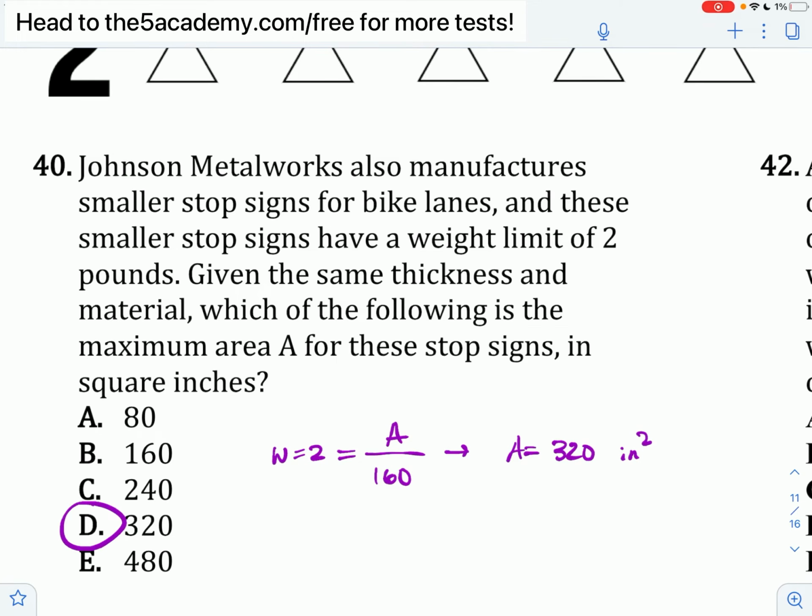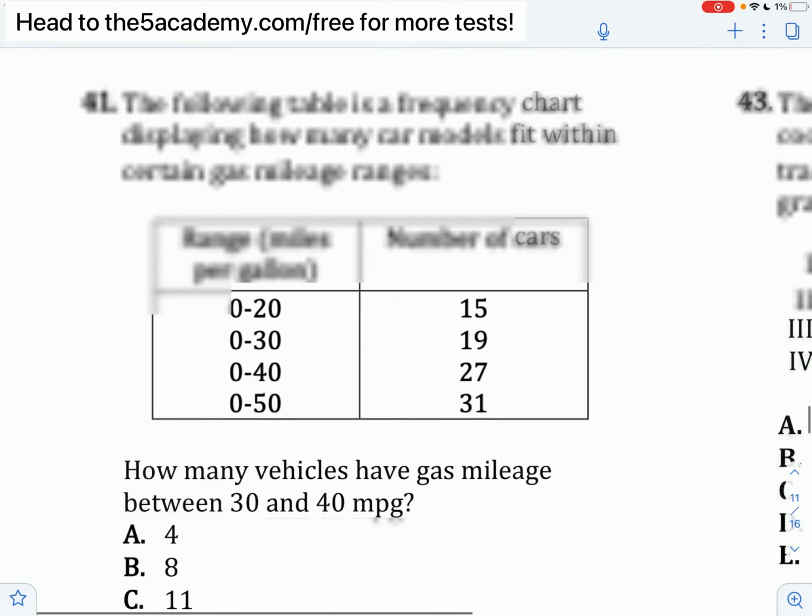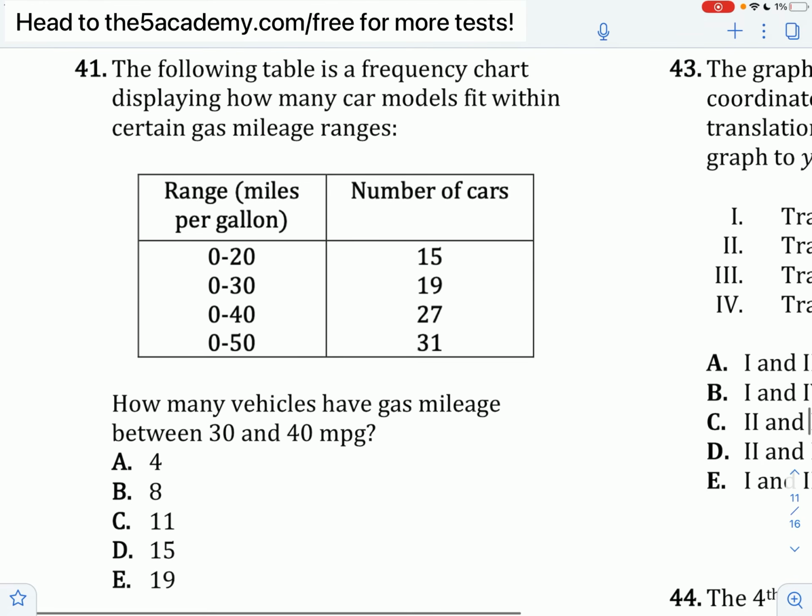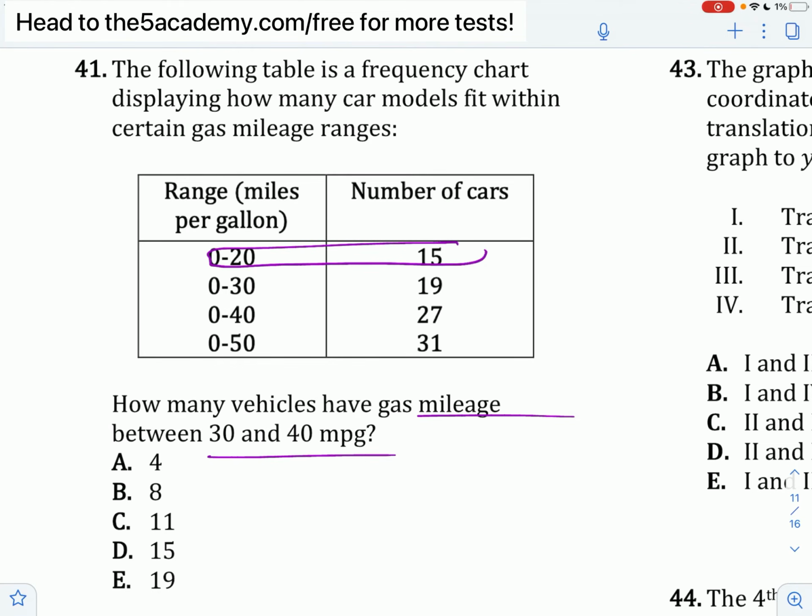40 should be D. The following table is a frequency chart displaying how many car models fit within certain gas mileage ranges. How many vehicles have gas mileage between 30 and 40 miles per gallon? Okay, so we know that from 0 to 20, we have 15 cars. 0 to 30, we have 19 cars, which is essentially just plus 4, right? That tells us that in the 20 to 30 range, we added 4 cars.